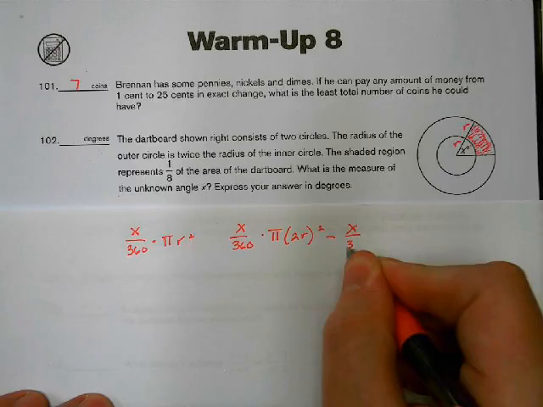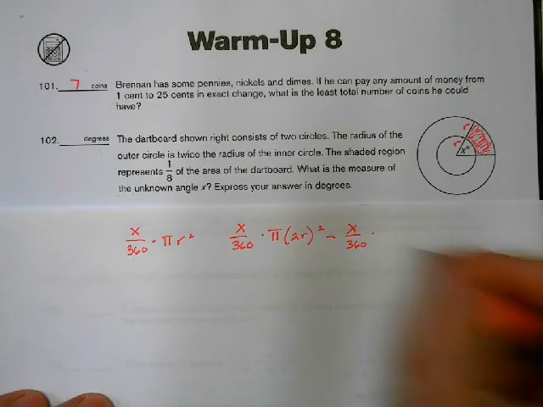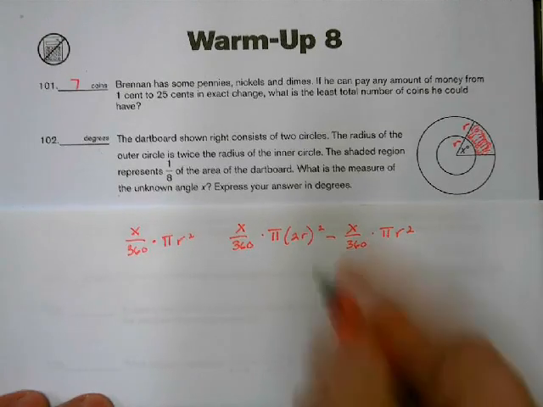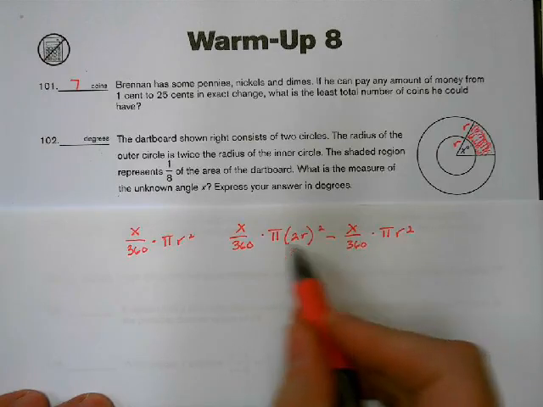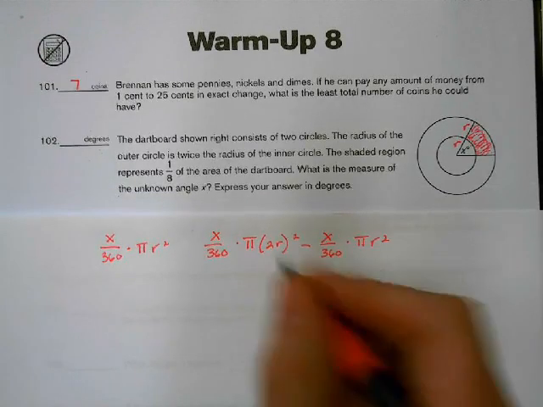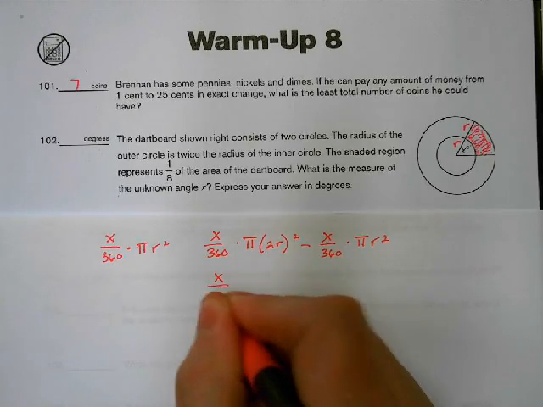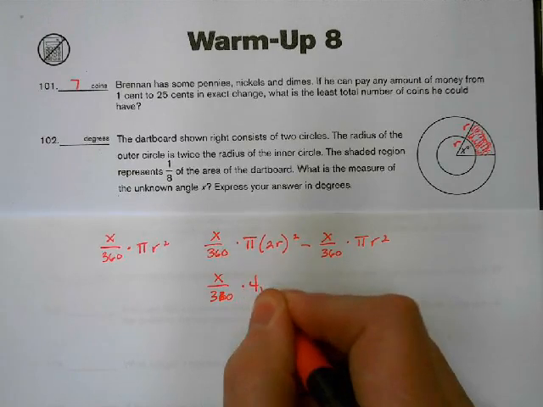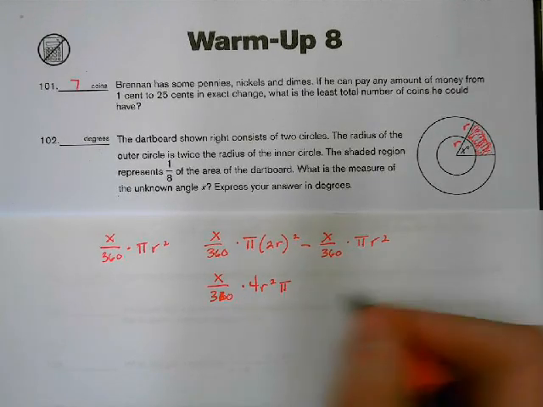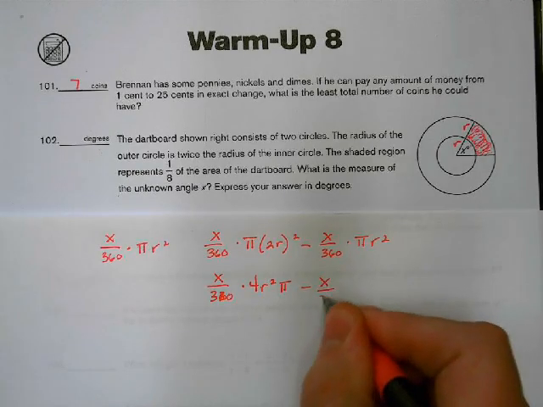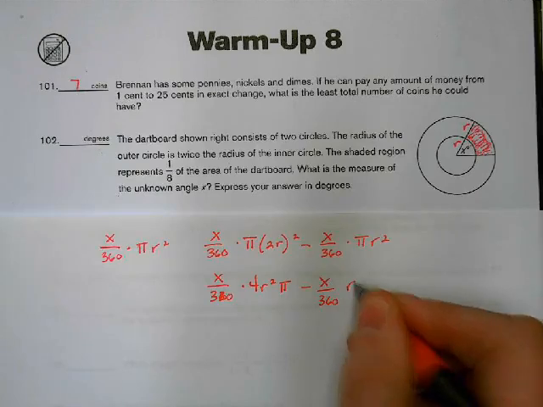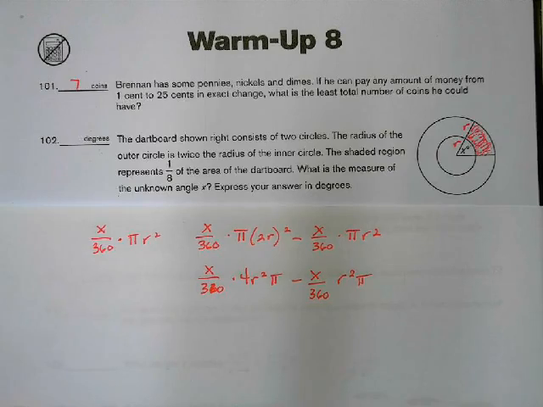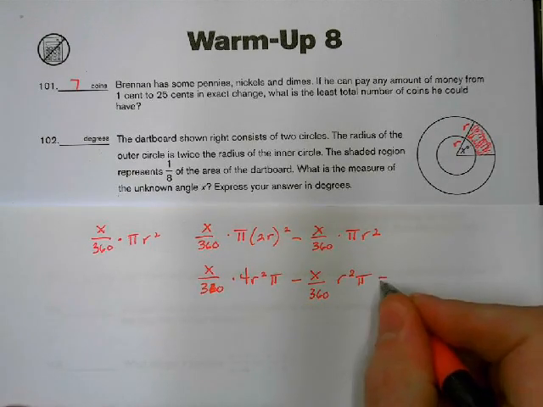X over 360 times pi r squared. The only thing that we really need to change at this point is that this section here, 2r times 2r is 4r squared. So we've got x over 360 times 4 pi r squared, and I'll just do it the same way. I don't know why I did it like that. We're just moving on. All right, so that shaded area is equal to what?